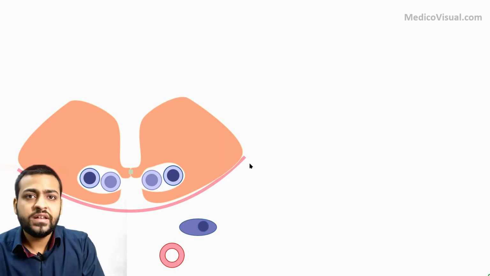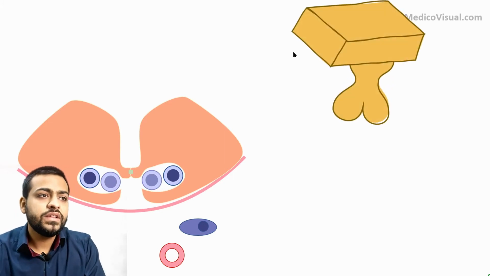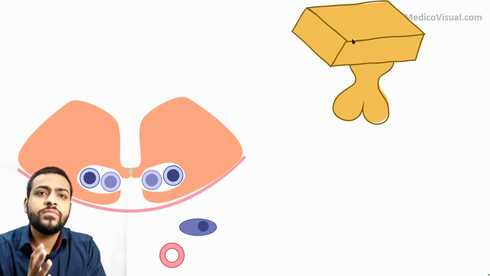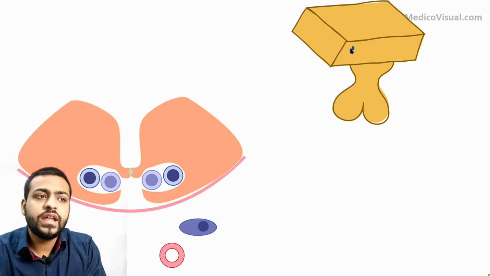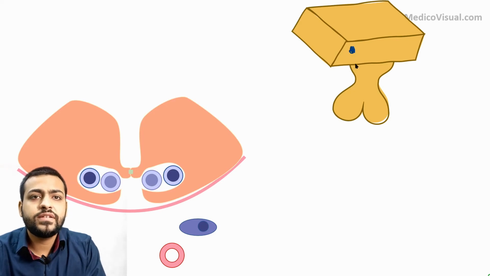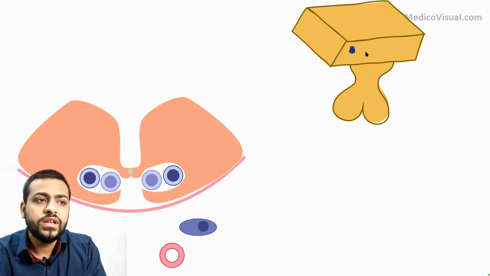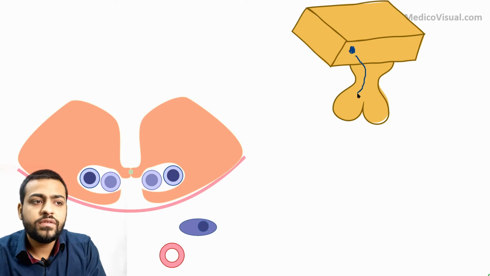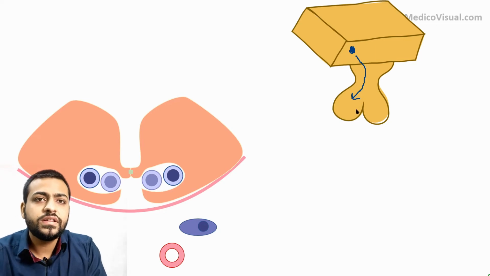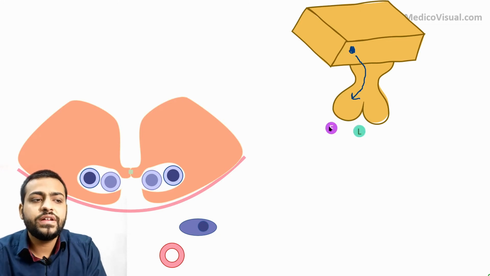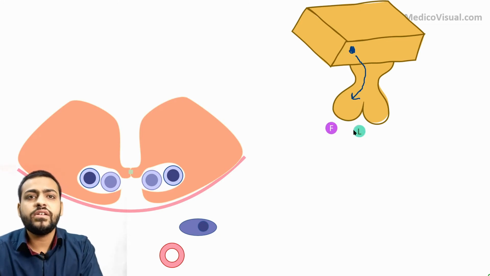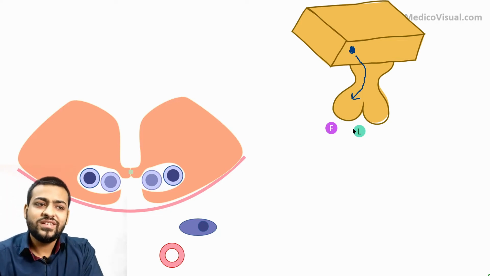Now, how do they start spermatogenesis? What happens is that as the brain matures before puberty starts, the hypothalamus releases a special substance called GnRH, gonadotropin releasing hormone. This gonadotropin releasing hormone goes to the anterior pituitary, and here it causes synthesis and release of two substances. What are those? FSH and LH, follicle stimulating hormone and luteinizing hormone, right?